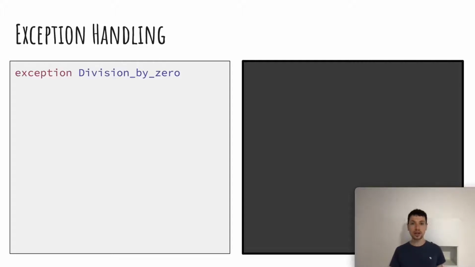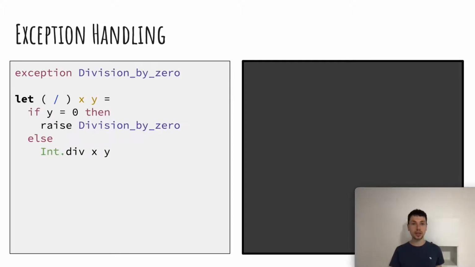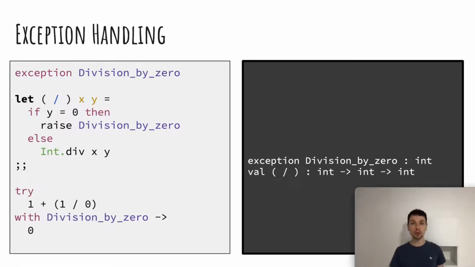We define an exception division by 0, and then we define the division between two integers x and y. If y is equal to 0, we raise an exception. Now we can try to execute an arithmetic expression, and if we raise an exception, the whole computation will be discarded and replaced with the exception branch.